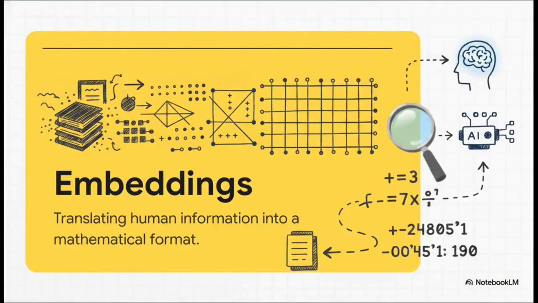Which brings us to Section 3, Learning Embeddings. Okay, so embeddings are absolutely crucial. They're the foundational process of translating human information into a mathematical format that an AI can actually compute. Think about your source document for a second. It's filled with English words and human concepts, right? But AI models, they recognize numerical patterns.